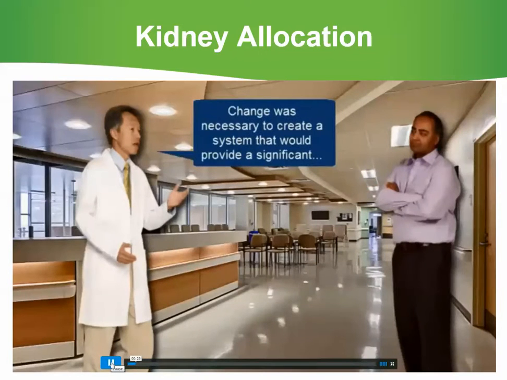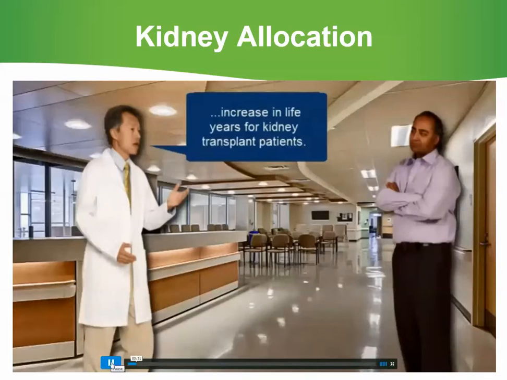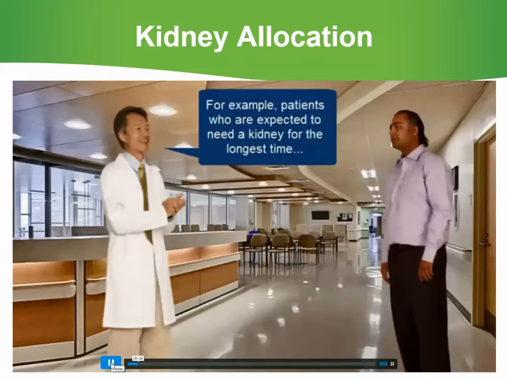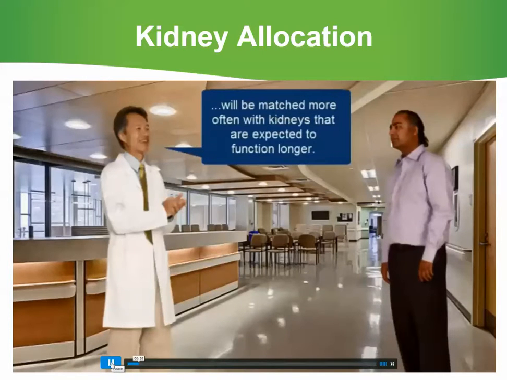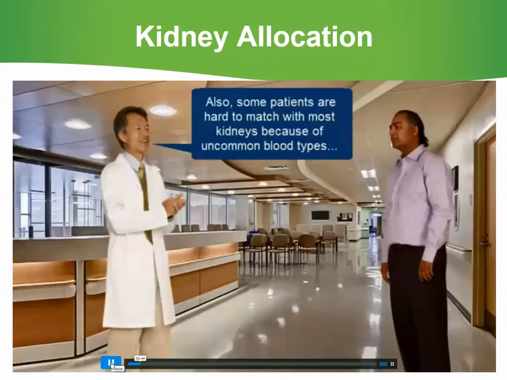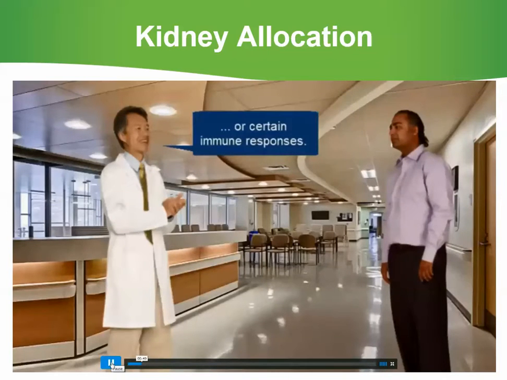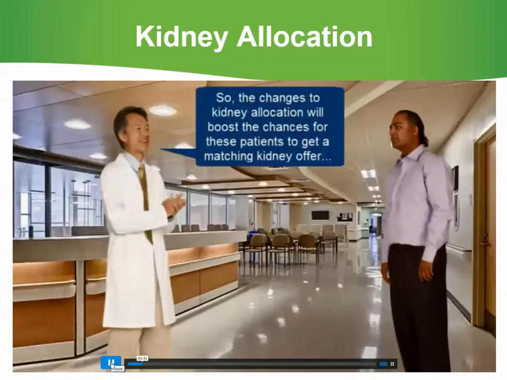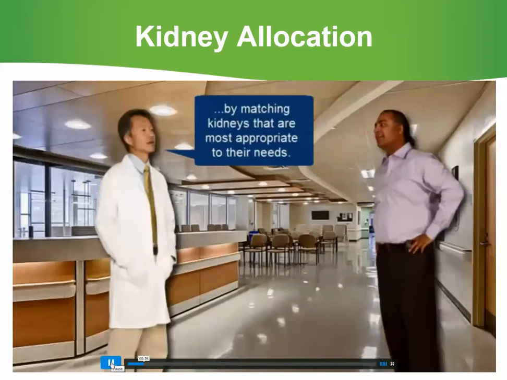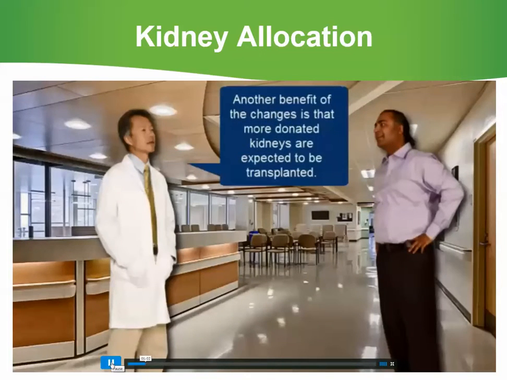Change was necessary to create a system that would provide a significant increase in life years for kidney transplant patients. For example, patients who are expected to need a kidney for the longest time will be matched more often with kidneys that are expected to function longer. Also, some patients are hard to match with most kidneys because of uncommon blood types or certain immune responses. So, the changes to kidney allocation will boost the chances for these patients to get a matching kidney offer by matching kidneys that are most appropriate to their needs. Another benefit of the changes is that more donated kidneys are expected to be transplanted.